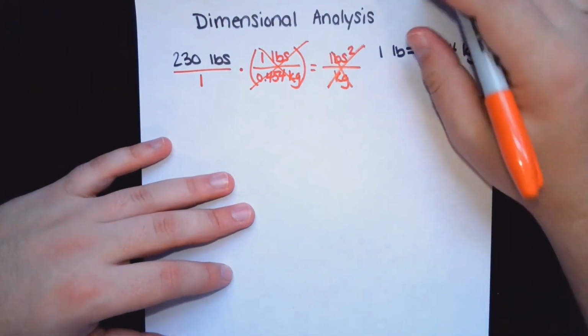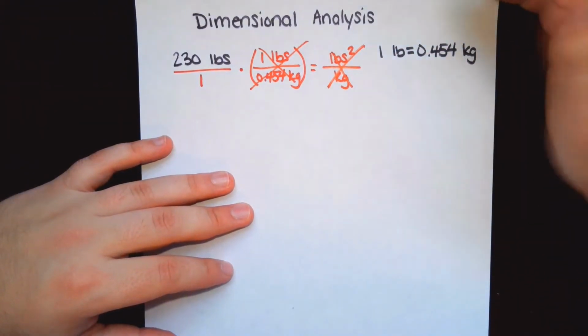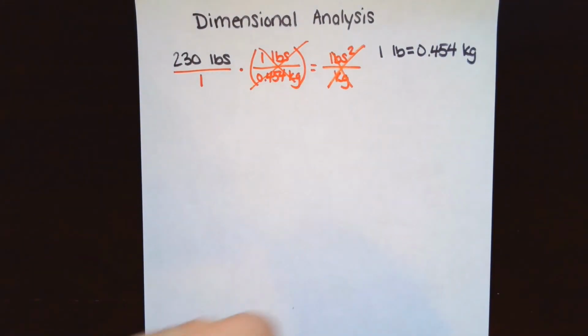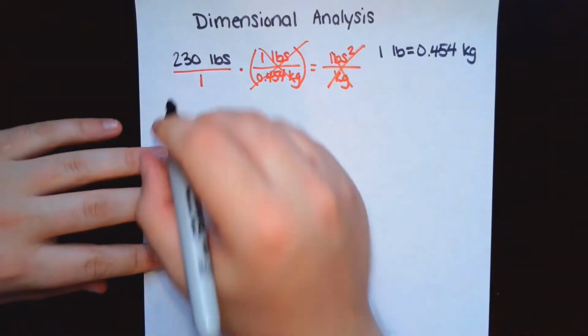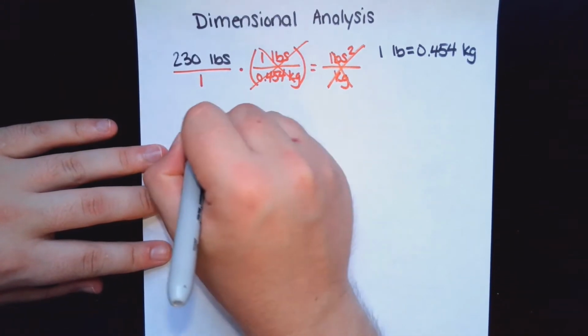So let's try flipping it and putting kilograms on top. We can do this because, remember, if you're flipping a fraction, all you're doing is switching between multiplication and division. So let's say we have 230 pounds, and again, just to make it easier to see, I'm going to put that over 1 again.